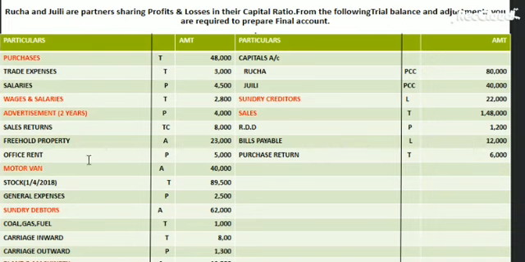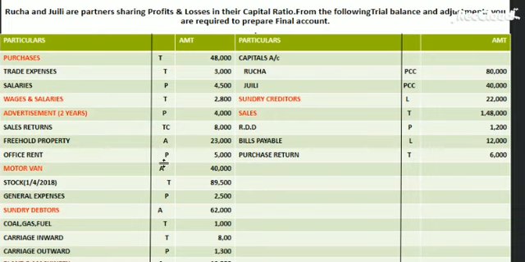In this sum they have given general expense also over here, and that is the reason trade expense we have written in trading account. Salaries, profit and loss account. Wages and salaries, trading account. Advertisement, profit and loss account. Sales return, trading account credit side. We will subtract this from sales. Freehold property, assets. Office rent, profit and loss account.